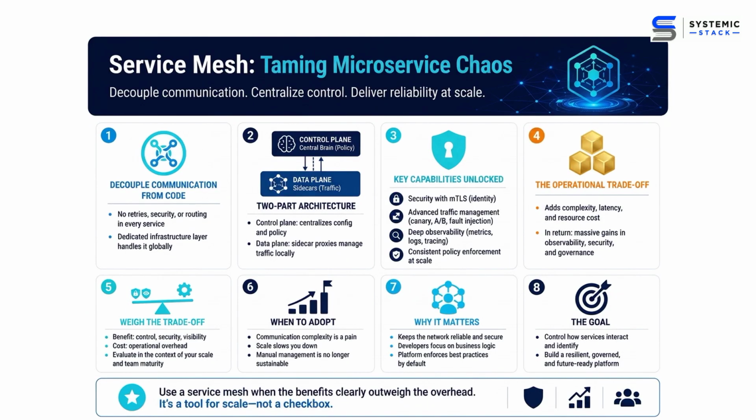So, we walked through how a service mesh effectively tames microservice chaos by decoupling communication from your application code. Instead of baking retries and security into every individual service, you're using this dedicated infrastructure layer to handle it globally. Remember the two-part architecture? The control plane serves as your central brain for policy, while the data plane uses sidecar proxies to manage the actual traffic. This setup is what unlocks mTLS for identity and those advanced routing patterns like canary release.